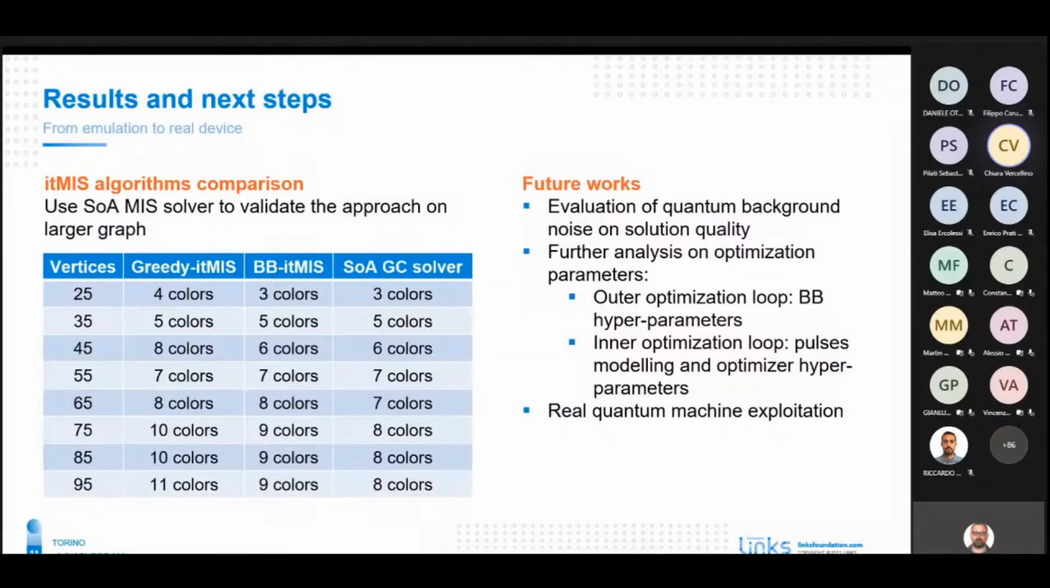And we can see that generally the branch and bound presents an improvement on the grid iterative MIS. Concerning further works, we will investigate the effect of quantum noise on the quality of solution, and we will further optimize the parameters of our algorithm, both the inner optimization loops that concern the laser configuration and the branch and bound parameters that rule the branch and bound behavior.